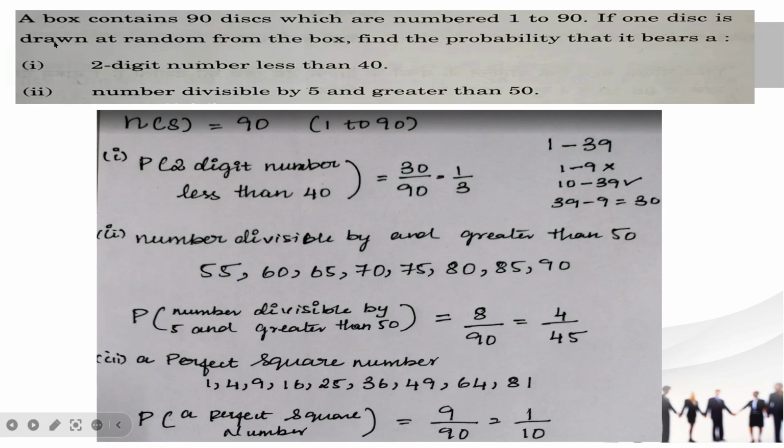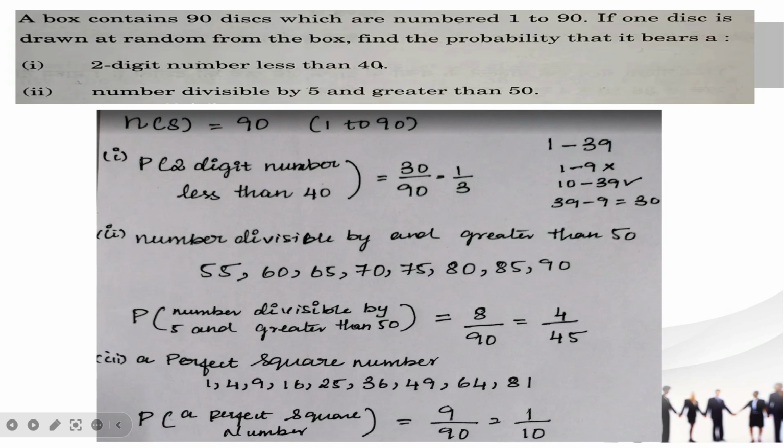Next question. A box contains 90 discs which are numbered 1 to 90. Each disc is numbered 1, 2, second disc, third disc, like that. If one disc is drawn at random from the box, find the probability that it bears a 2-digit number less than 40. Less than 40 means excluding 40. You shouldn't include 40.